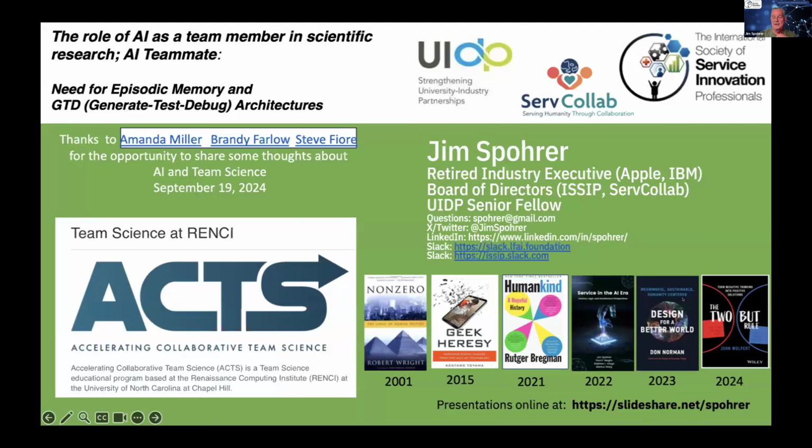And these slides are already online. As Chris said, I'm Jim Sporer. I'm a retired industry executive in IT. I've worked on AI, as you'll find out, practically all my life. And it's a great pleasure to have this opportunity to talk to you a little bit about the role of AI as a team member in scientific research, and a little bit about the need for episodic memory and GTD, generate, test, and debug architectures to avoid hallucinations. I read a lot, so you'll see I put books everywhere that I like, and I encourage you to take a look at some of them if you're interested.